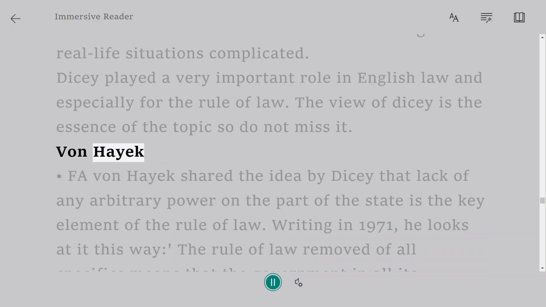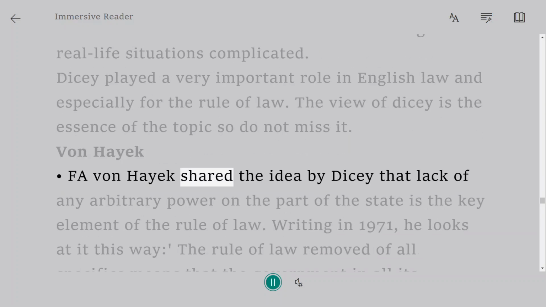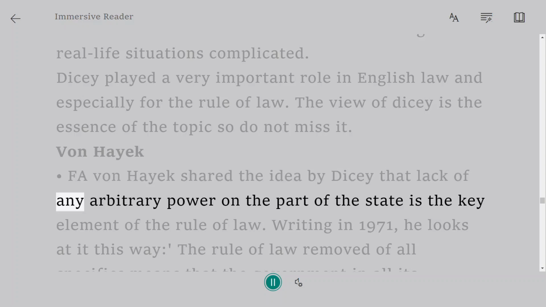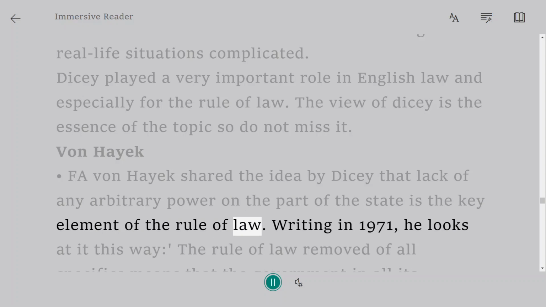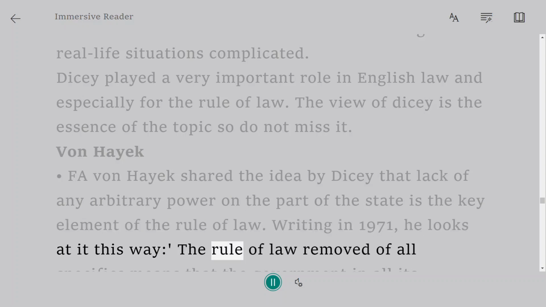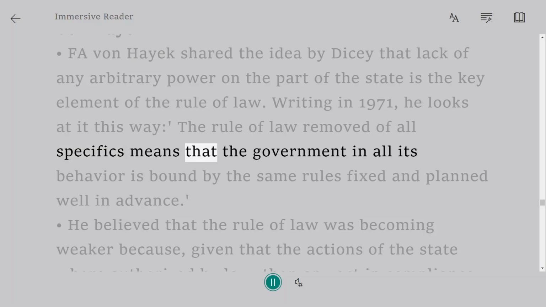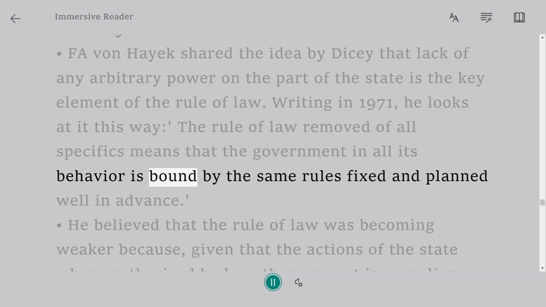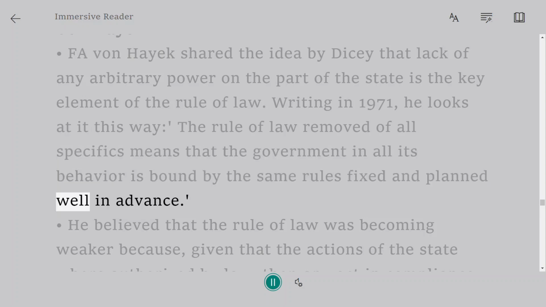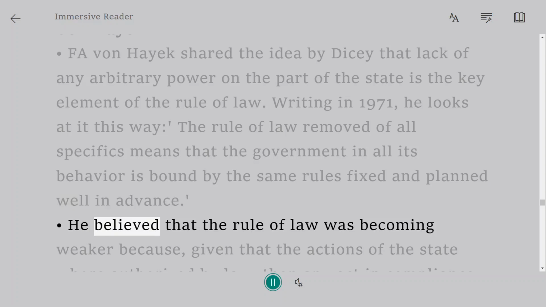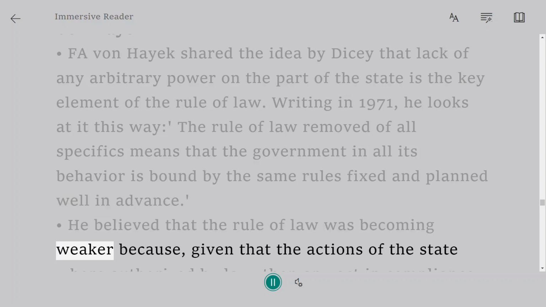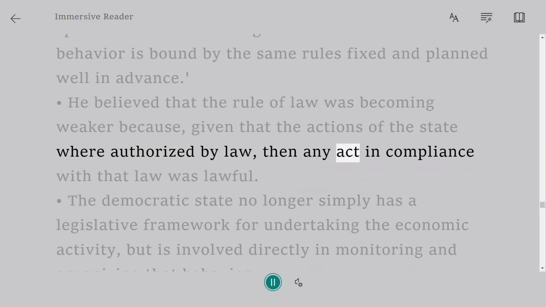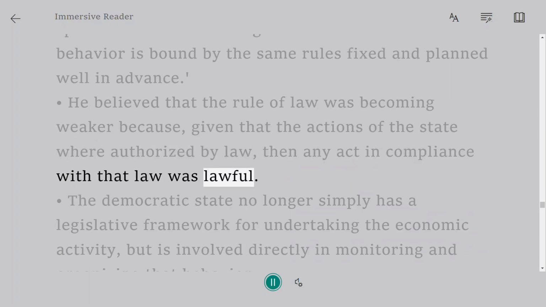Von Hayek. F. A. von Hayek shared the idea by Dicey that lack of any arbitrary power on the part of the state is the key element of the rule of law. Writing in 1971, he looks at it this way: the rule of law removed of all specifics means that the government in all its behavior is bound by the same rules fixed and planned well in advance. He believed that the rule of law was becoming weaker because, given that the actions of the state were authorized by law, then any act in compliance with that law was lawful.